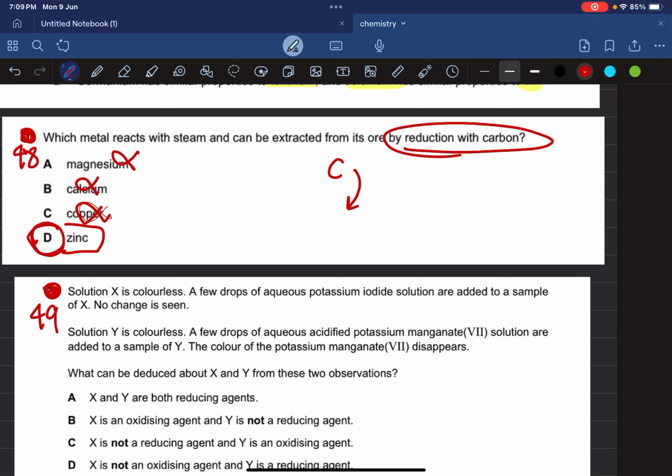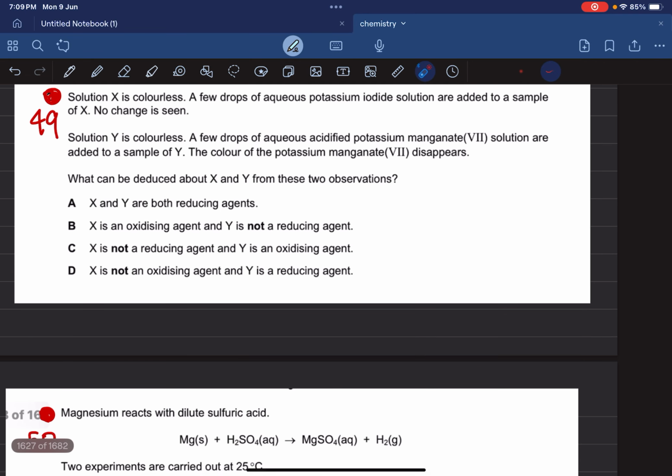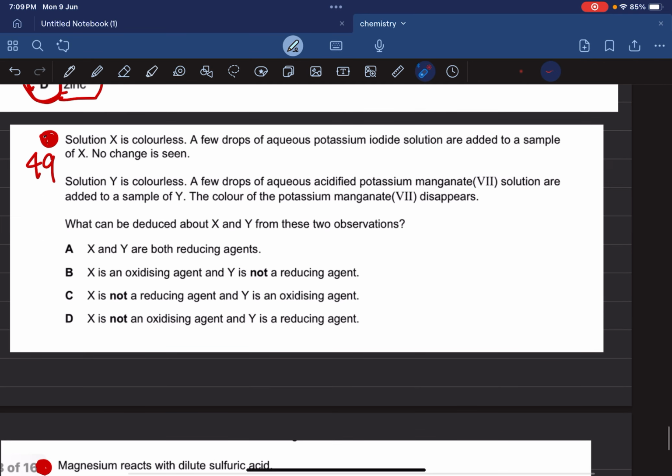And zinc also reacts with steam. Copper is also below carbon, but the metal should also react with steam, and copper does not react with steam. Okay, so, done.